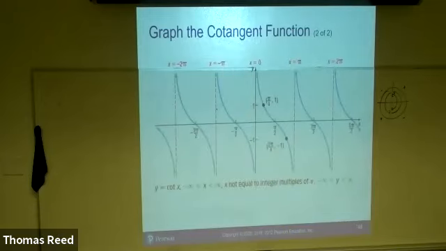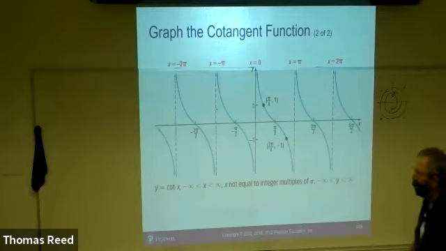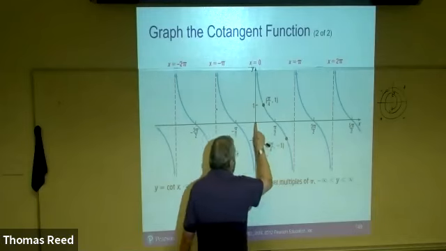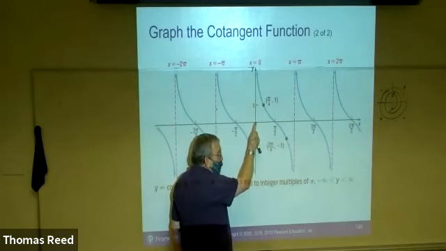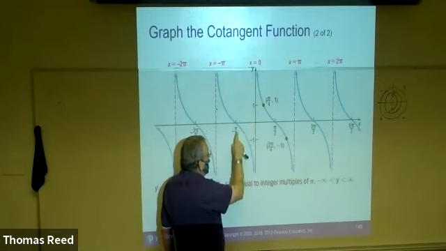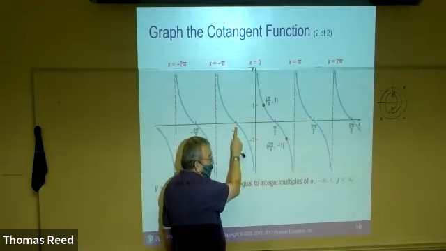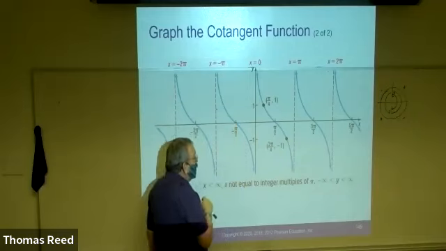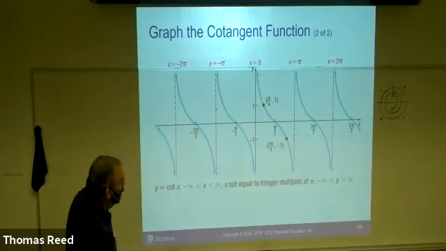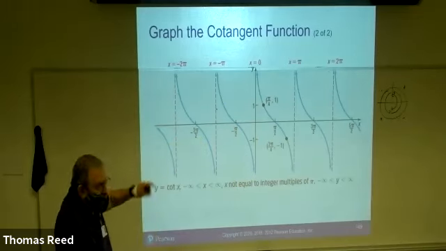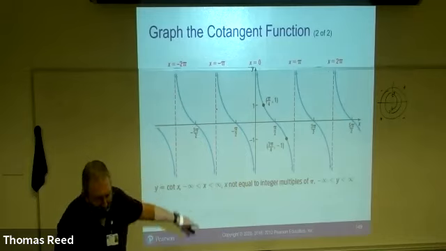So graphing those points, and then because it's a reciprocal, where tangent was 0, cotangent doesn't exist. And where tangent didn't exist, cotangent is 0. So now all the x-intercepts are at the odd multiples of pi over 2.